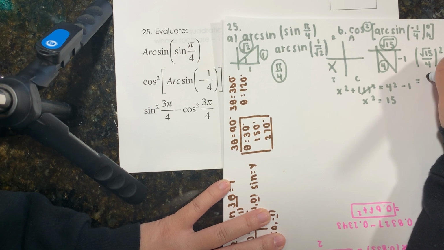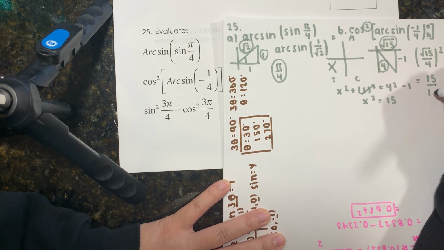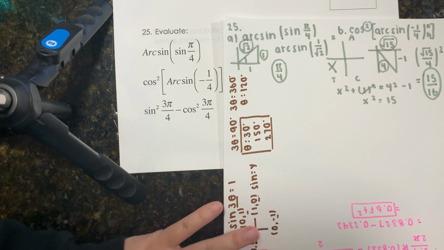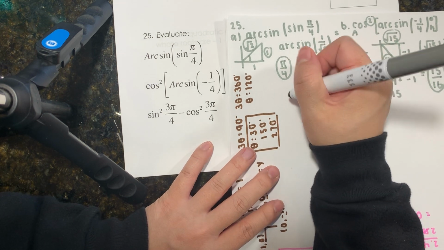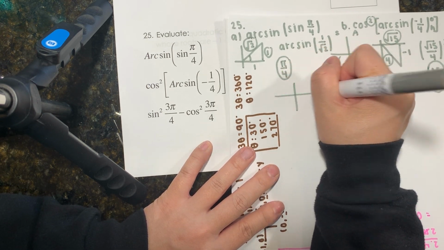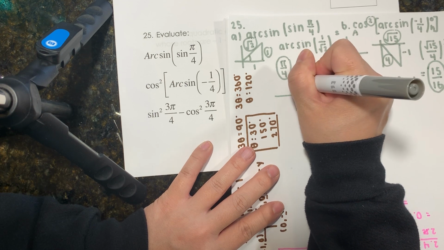So my result will be 15 over 16. And that will be for part B. And then finally for part C, I have 3 pi over 4. So I'm going to start with creating my snowflake chart.